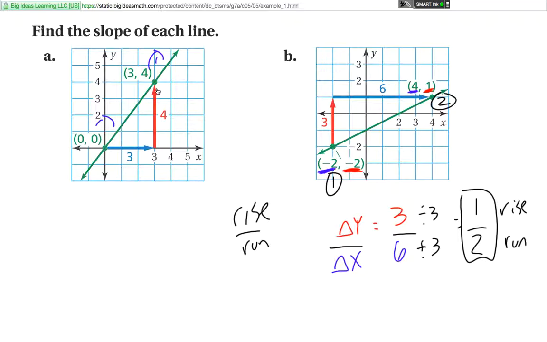You just got to make sure you keep your signs there. And to prove that, even though they have it on here as being up 3, right 6, we can prove that this is 1 over 2 because you can go up 1, right 2, still in the line. Up 1, right 2, still in the line. You're always going to be on that line if your slope is correct. Okay. Look at one other example.